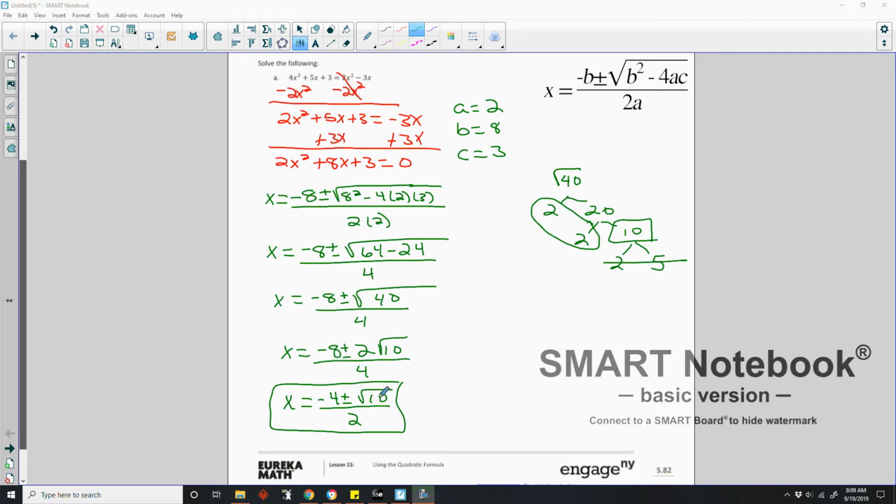Okay, and one other thing I want to say about this. This is a correct solution, but you could split this up and say that x equals negative 4 over 2 plus or minus the square root of 10 over 2. And that would simplify to negative 2 plus or minus the square root of 10 over 2. Notice the 2 is only the denominator of the radical here. Over there, the 2 is the denominator of the whole thing. So you can simplify it to this if you wish. These will give you the same answer.